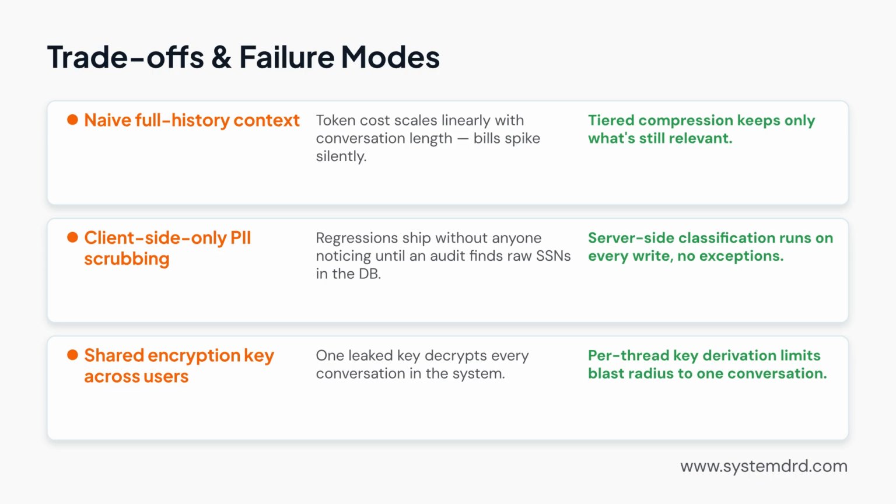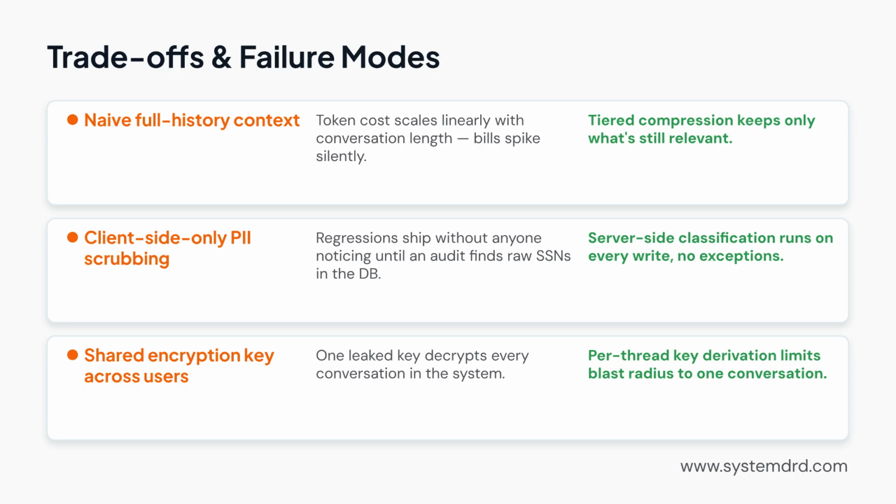Second, client-side only PII scrubbing, where the redaction logic lives in a front-end component or a middleware layer that's easy to accidentally bypass. Regressions ship silently, and the first time anyone finds out is when an audit turns up raw social security numbers sitting in the database. The fix is server-side classification that runs on every write path, with no code path that skips it.